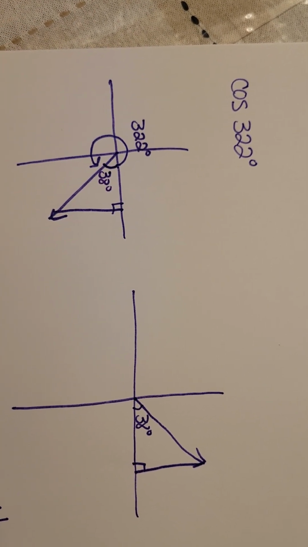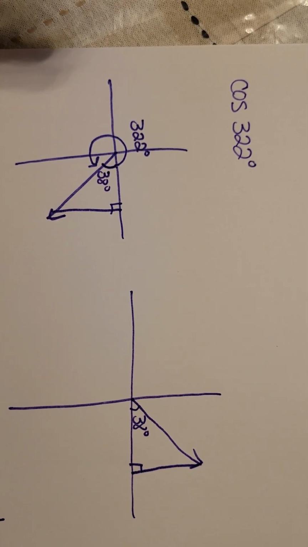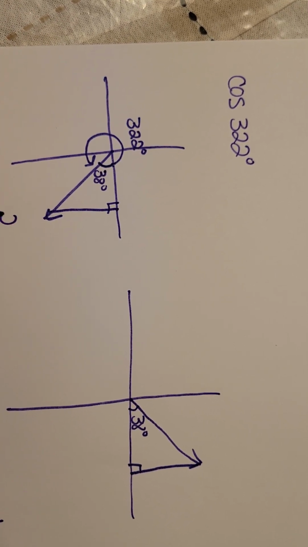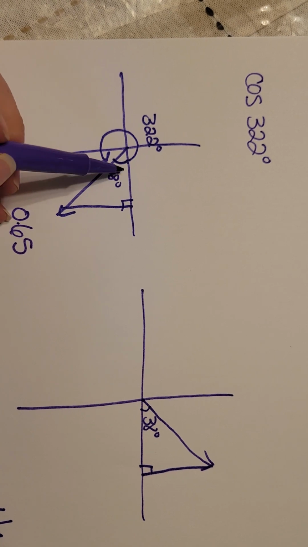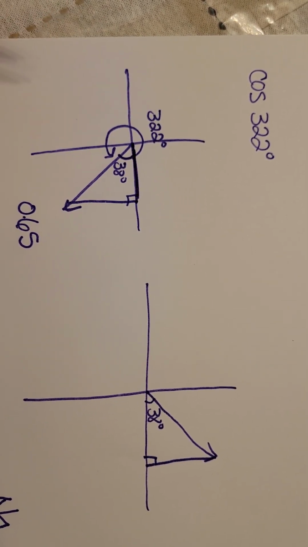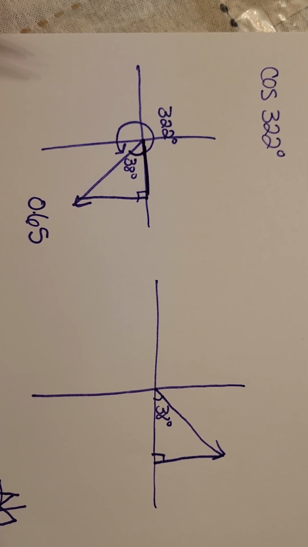So I'm still finding the cosine of 38 degrees because remember, I'm finding the cosine of that reference angle. So what is the cosine of 38 degrees? Well, I know it's 0.65. Now I ask myself, this is using the x or the adjacent side. Now in this case, the x is positive, so this one is a positive 0.65.